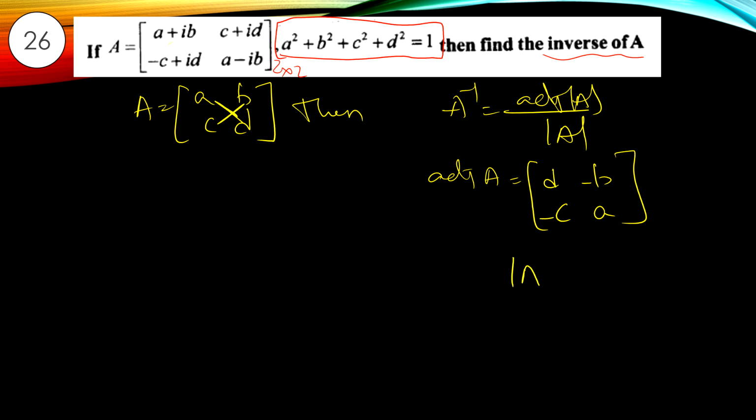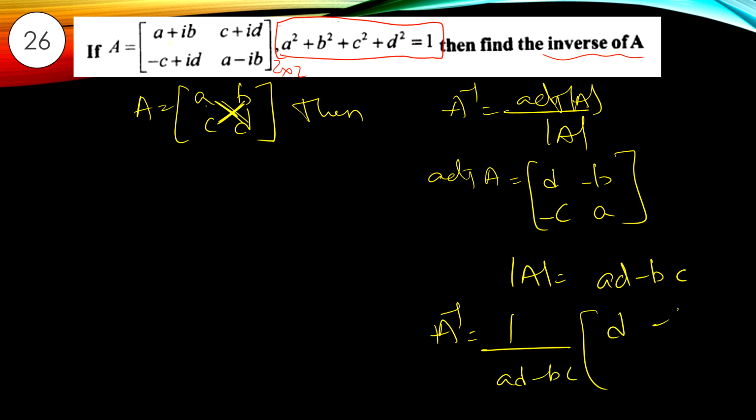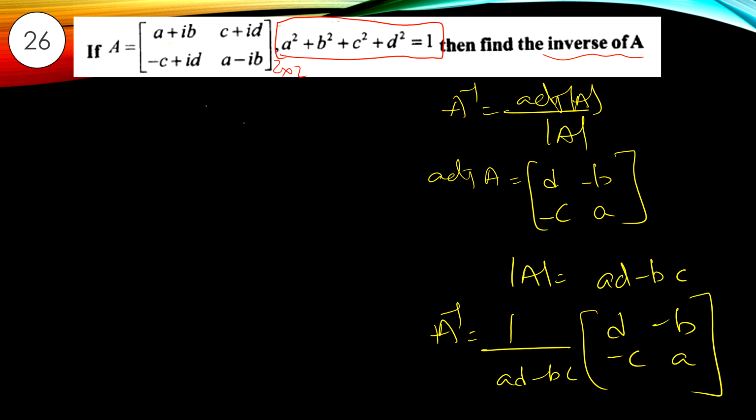And det A is equal to a into d minus the product of the opposite elements, so det A is equal to ad minus bc. Therefore A inverse is equal to 1 by (ad minus bc) into adjoint of A, which is [d, minus b; minus c, a]. So from this, yeah, this is our A matrix, right?